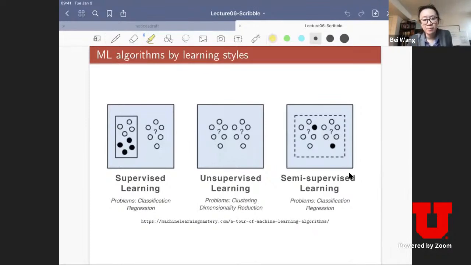Now there's a second type where my data don't really have labels on them, right?